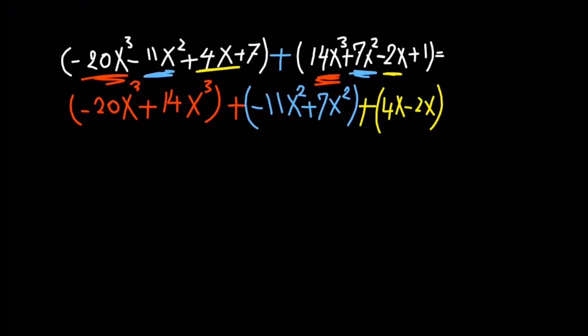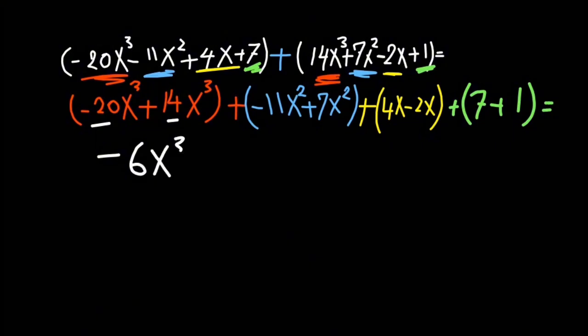And now we have the last two terms, which are 7 and 1. So I'm going to put plus, open bracket, 7 plus 1 equals. Now let's start simplifying and adding the like terms. First of all, we have negative 20 plus 14. We just add or subtract, depending on the signs of the coefficients, and we keep the same variable. So negative 20 plus 14, opposite signs subtract. So it is negative 6x cubed.